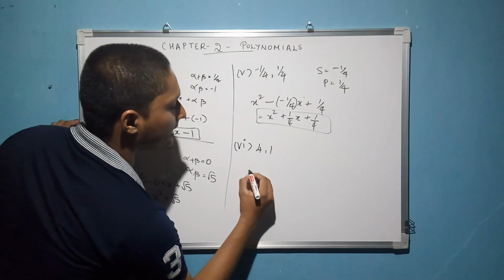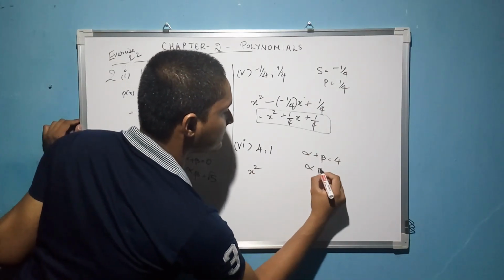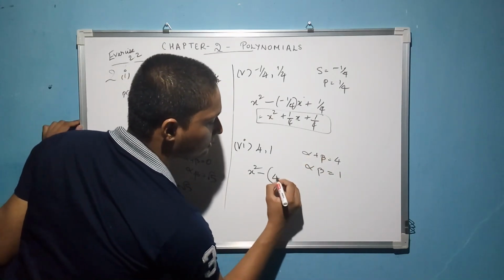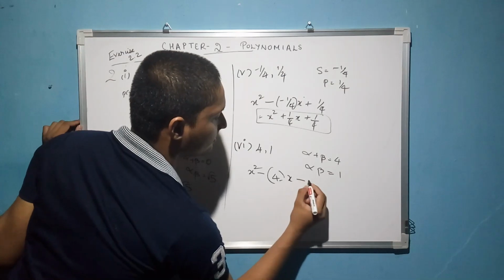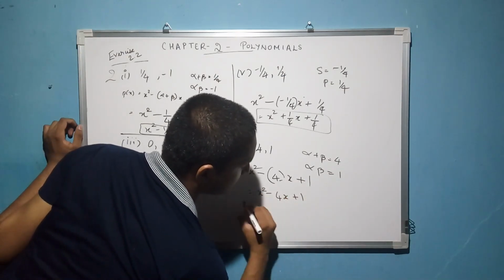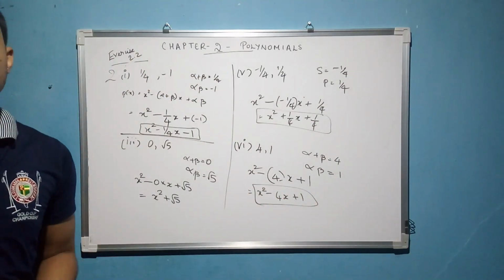Similarly, here alpha plus beta is 4 and alpha beta is 1, right? So this comes to x square minus sum 4 into x plus 1, that is x square minus 4x plus 1 is the required thing. Next, we'll move on to the next topic in the next class.